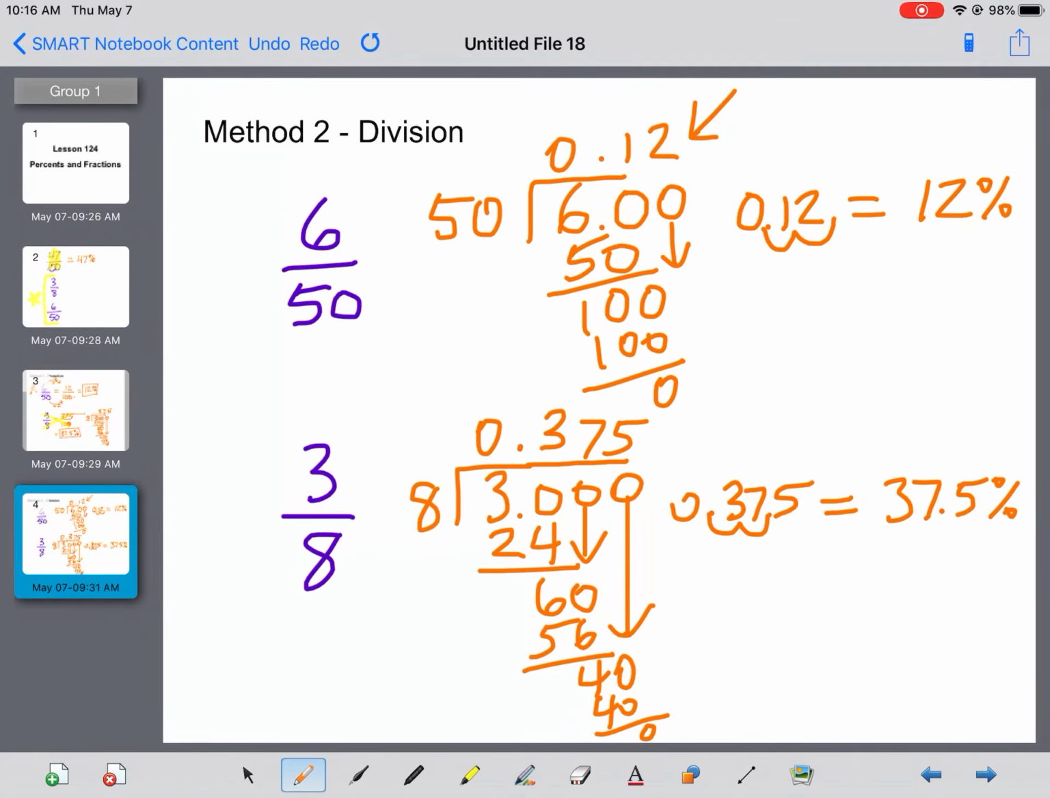So those are the two different ways. You will be asked to practice both in your exercises. So make sure you're paying attention to both, and don't forget for the division method to change the decimal into a percent, and you shouldn't run into any problems.